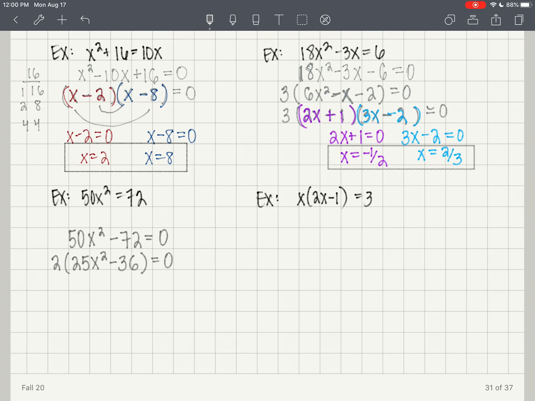Indeed it is. 25 and 36 don't have any common factors. But now I can factor 25x squared minus 36. That's the difference of two squares. When you can factor, it's amazing how much less confusing the rest of the math is.